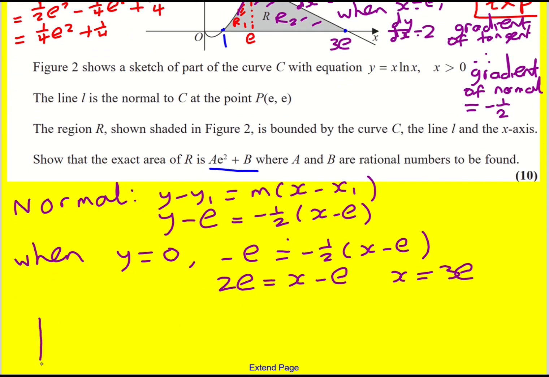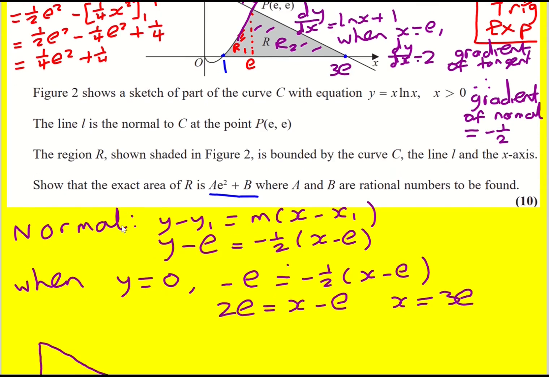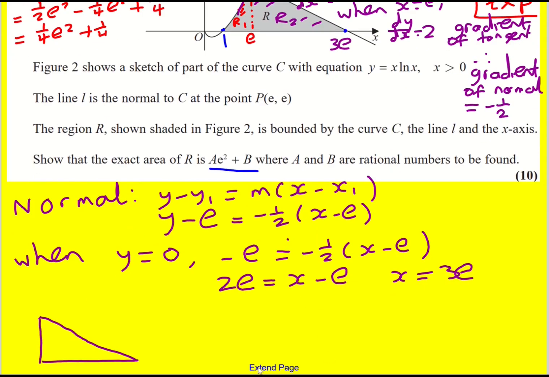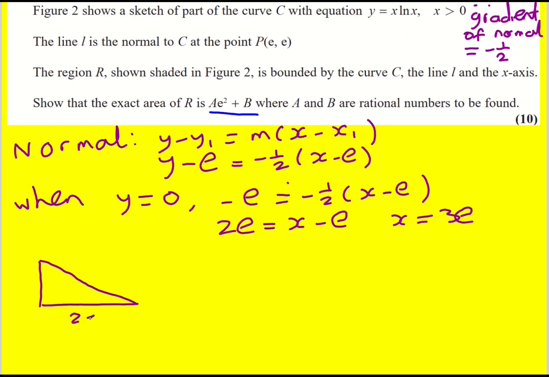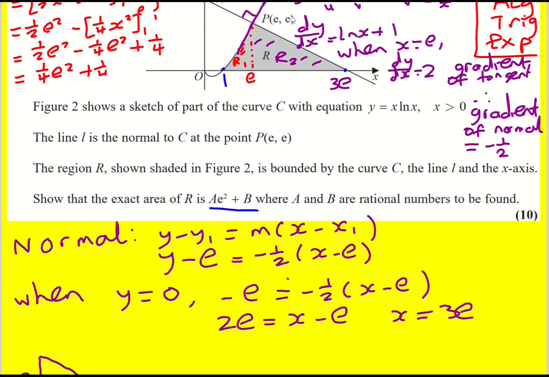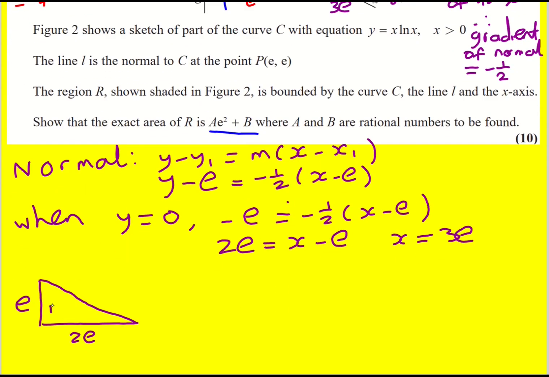And R2 just falls into place now because we actually have a triangle. We do not need to integrate that normal. That's just a bit unnecessary. We can see that the base, going from e to 3e, is 2e, and the height is e, because remember that point there is e. So R2 is a half times the base times the height, which becomes e squared.